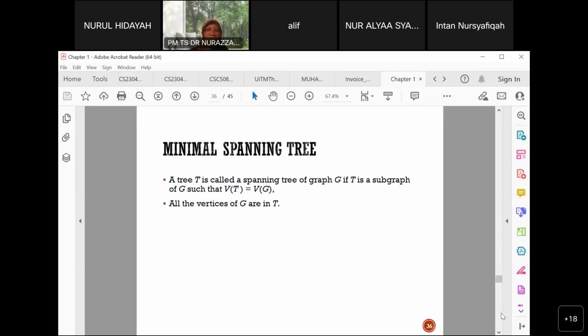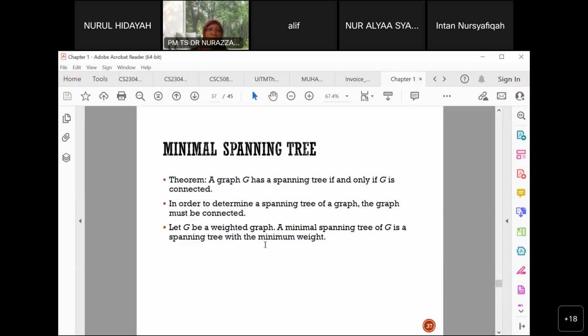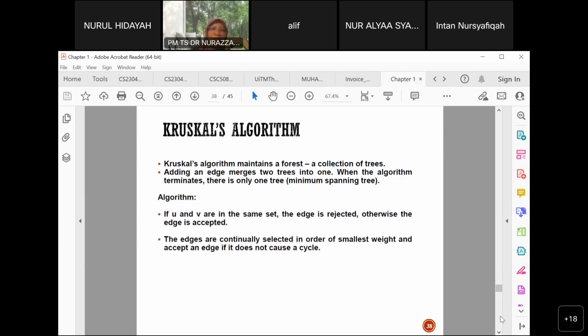Okay, ini definition dia. Okay, so a graph G has a spanning tree if and only if G is connected. That means dia mesti ada connection semua vertices dalam graph tersebut. Okay, so if G is a weighted graph, so a minimal spanning tree of G, is a spanning tree with the minimum weight. So it is a spanning tree with a minimum weight. Okay, so let's see the algorithm, which is called Kruskal algorithm.